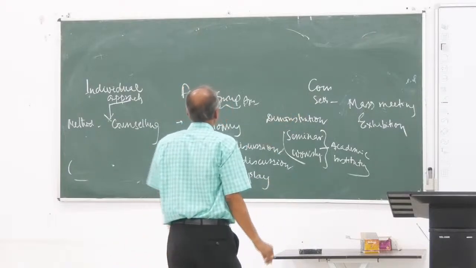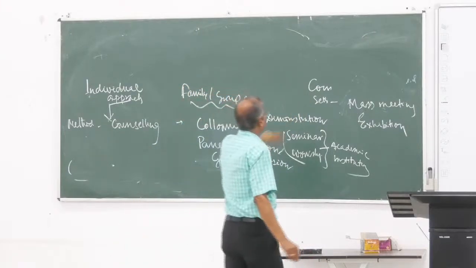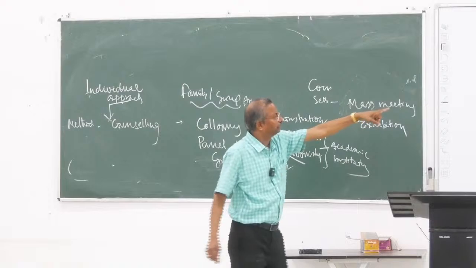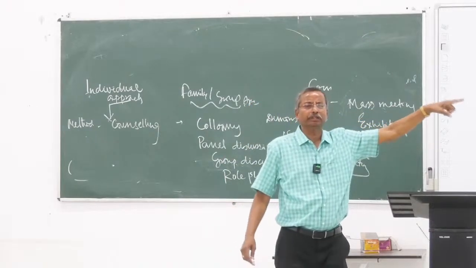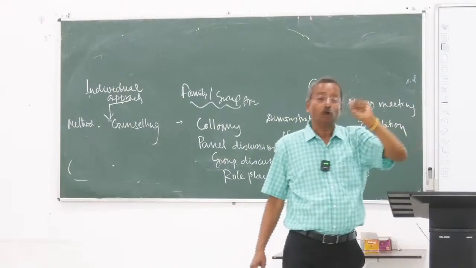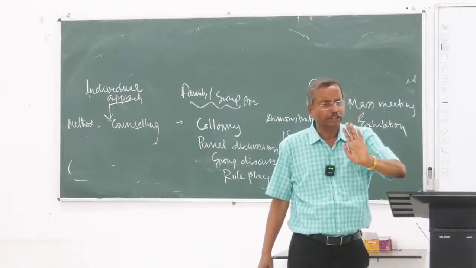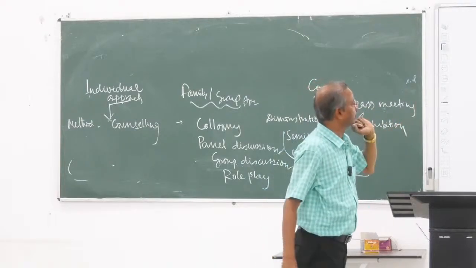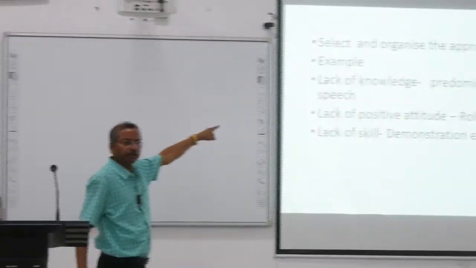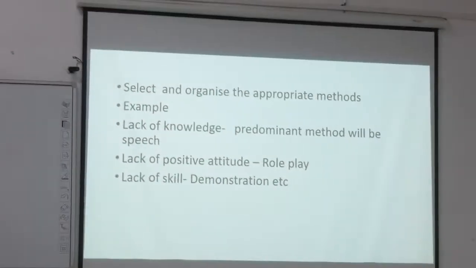Now the question comes about selection of the method. Mass meeting or speech: when you find that the community does not have any knowledge about a particular topic, in that case you will select mass meeting or speech. This one. Okay.